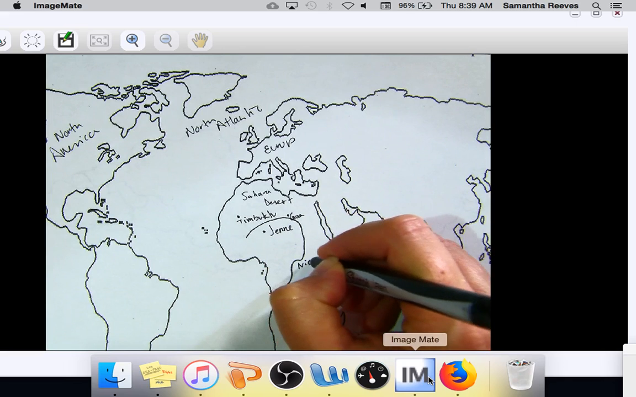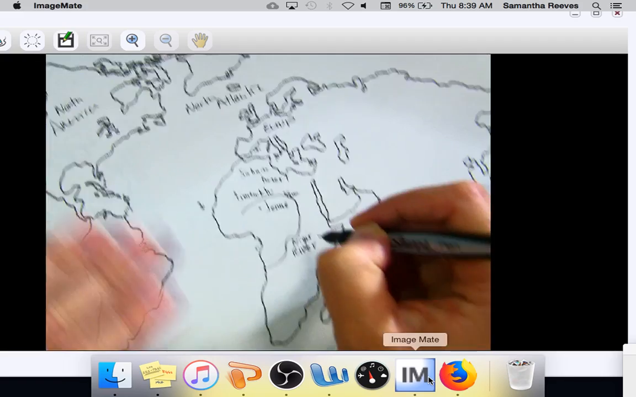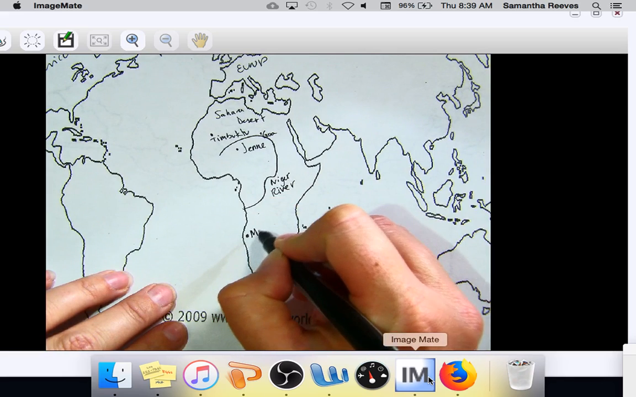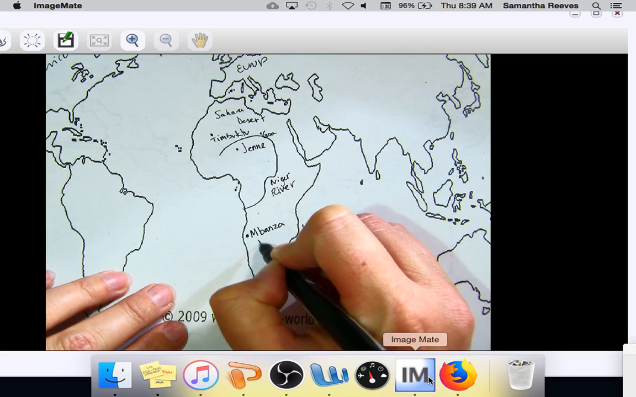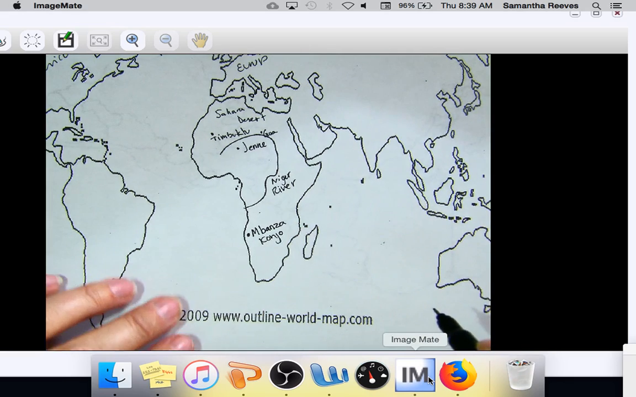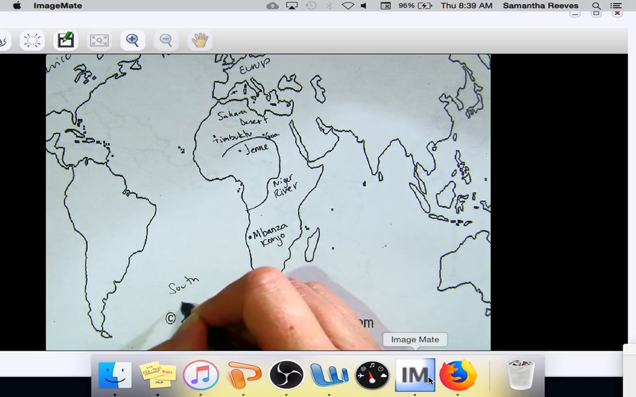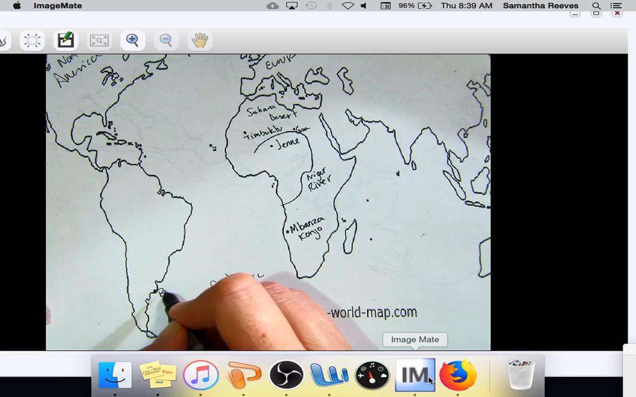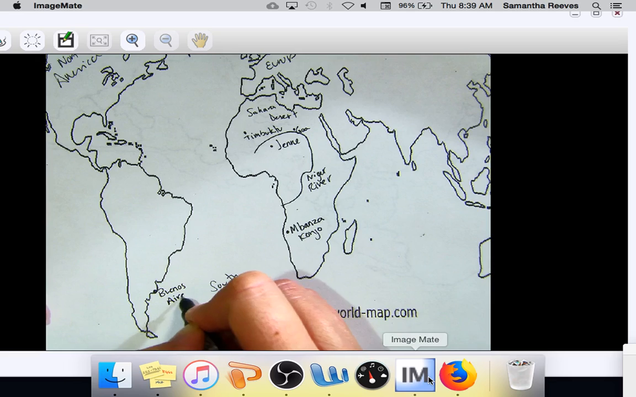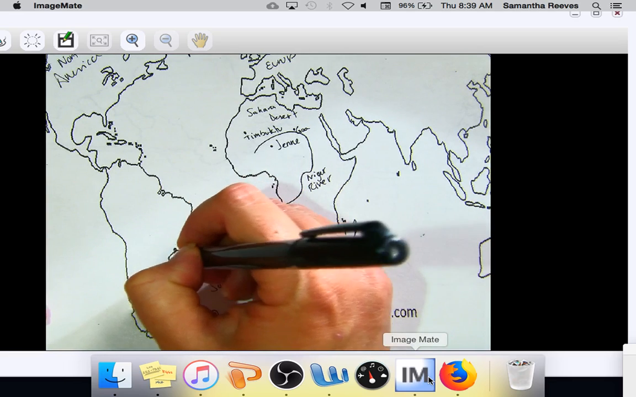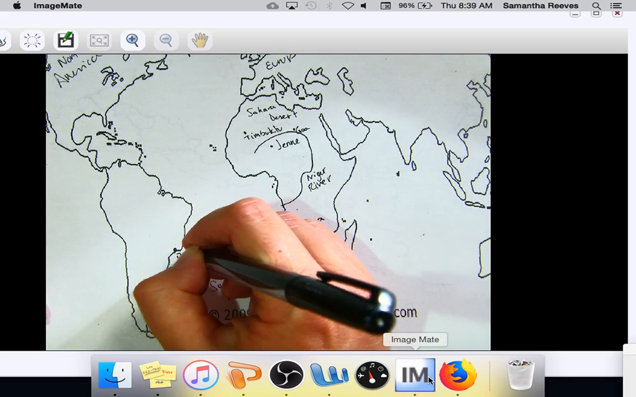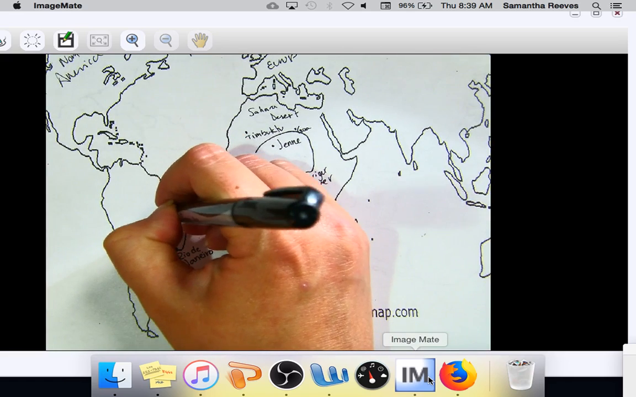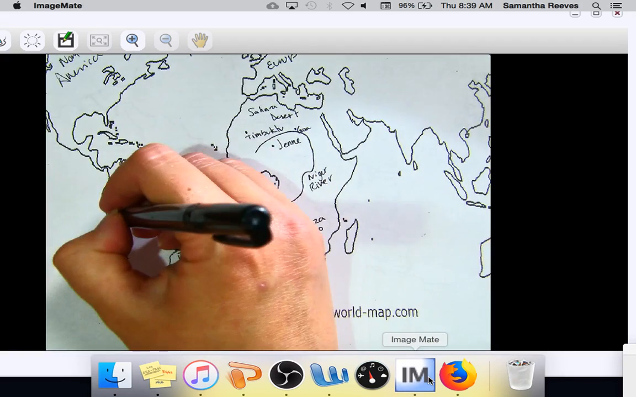This is the Niger River. And this is Mbanza, Congo. This is your South Atlantic. We have Buenos Aires here. Buenos Aires is the capital of what modern-day country? Argentina. Then we have Rio de Janeiro, which is the modern-day capital of what? There we go. This is Brazil. This is, of course, South America.